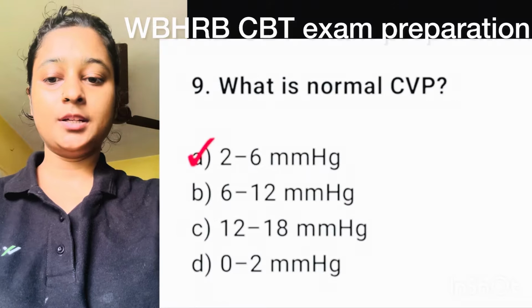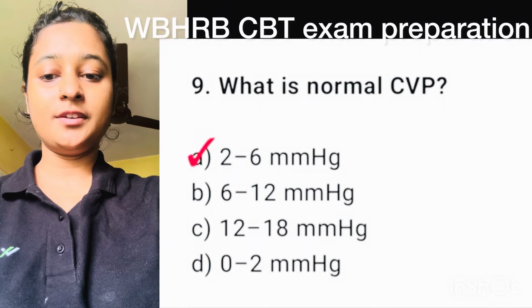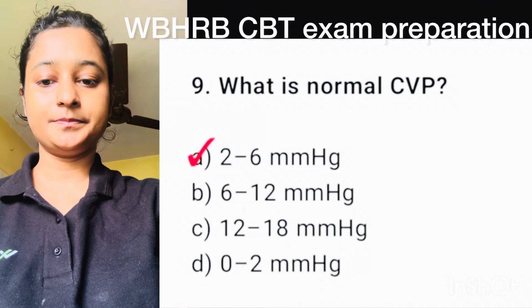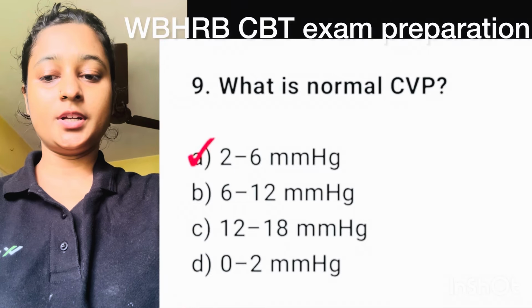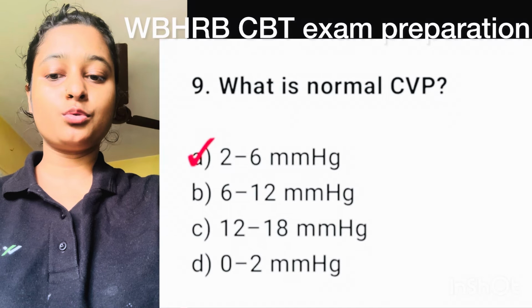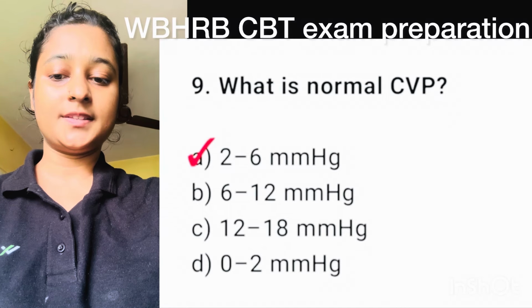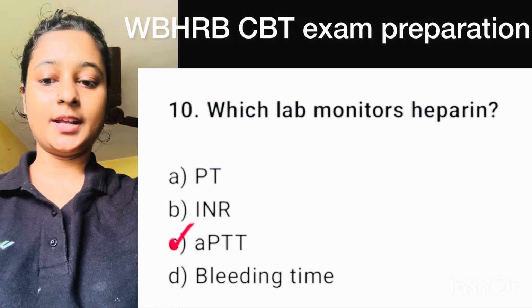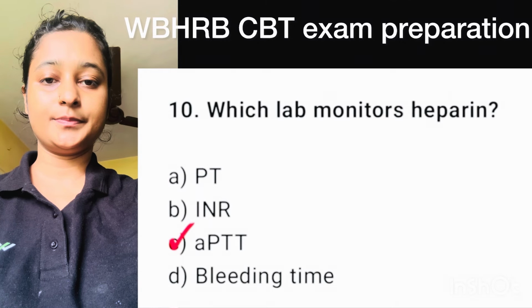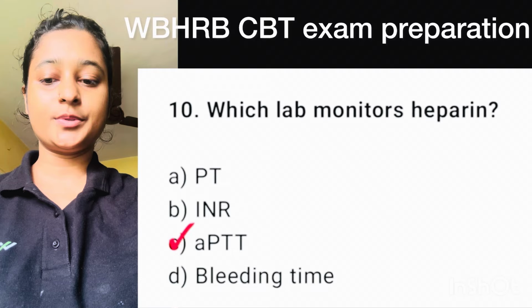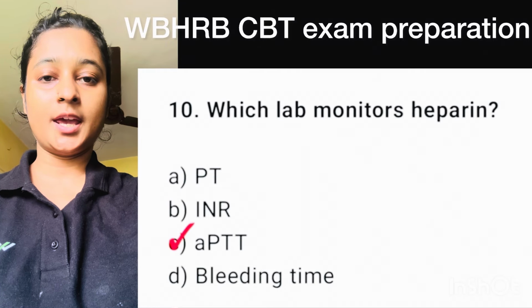Question number 9. What is normal CVP? Here correct option is option A, 2 to 6 mm of Hg. Question number 10. Which lab monitor heparin? Here correct option is option C, APTT.